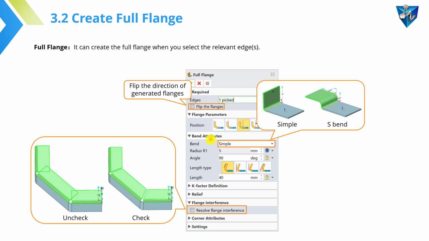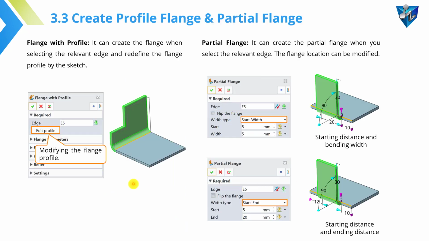Next, I would like to introduce the full flange. As its name implies, it can add full face flanges to multiple edges of a sheet metal part. Besides, both simple and S-bend are supported, and it can resolve the flange interference if there is any.